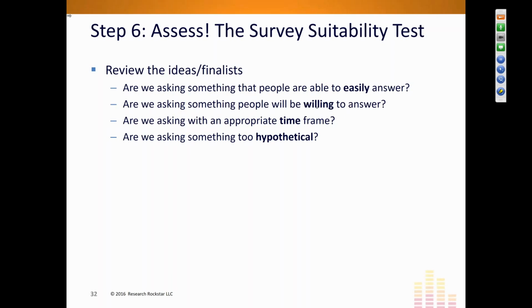At the end of the brainstorming exercise, it's all about assessment. You're going to have to review all of those finalists and make sure that we are capturing variables in these ideas that people are going to be able to easily answer in a questionnaire, that they'll be willing to answer, right? Because we don't want to ask anything that's going to be offensive or intrusive. If we're asking about behaviors, are we going to be able to ask about them with an appropriate time frame? And are we asking about things that are too hypothetical?